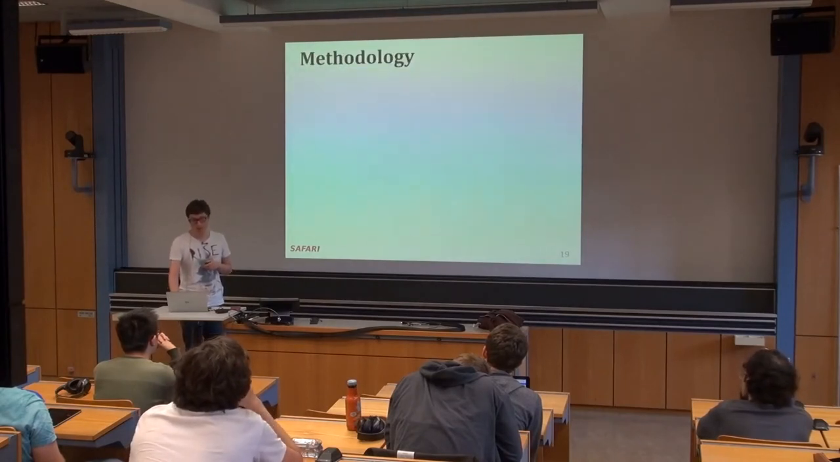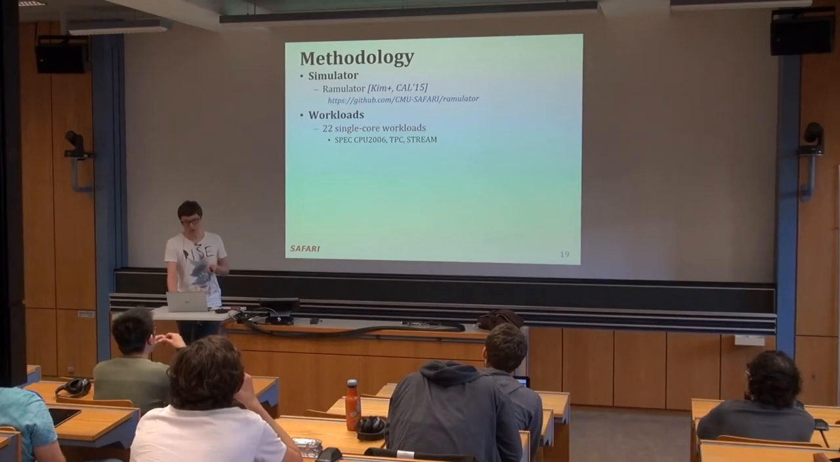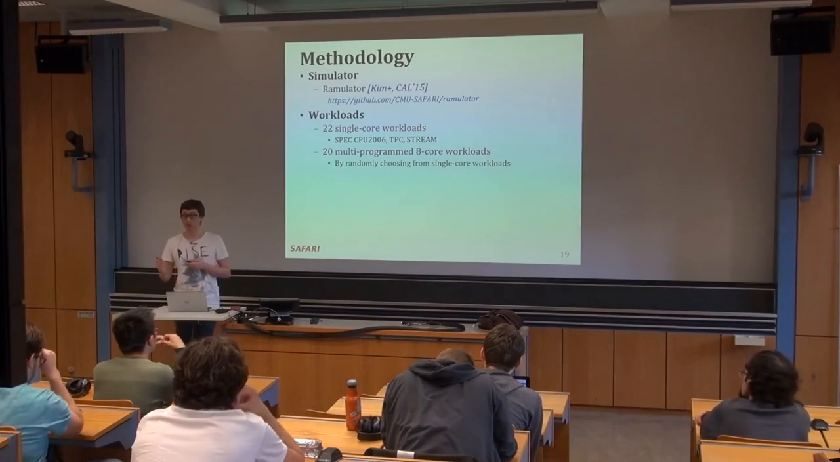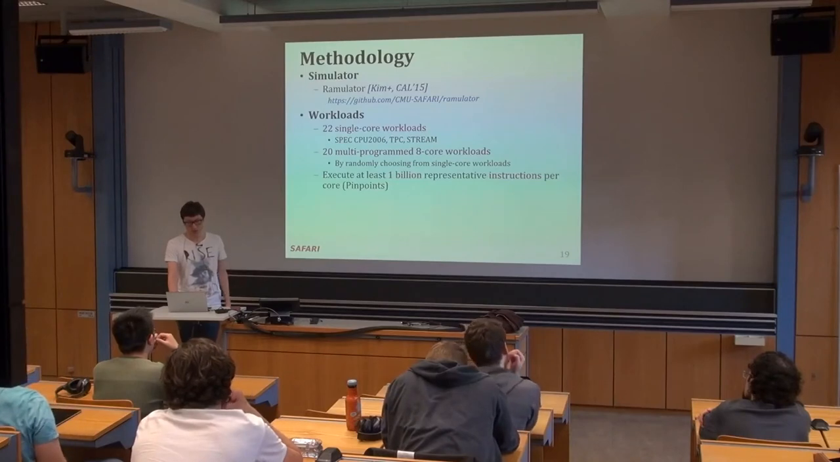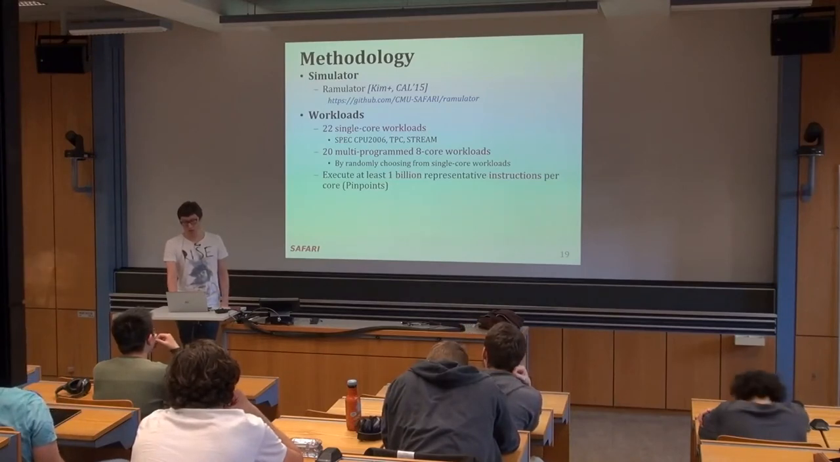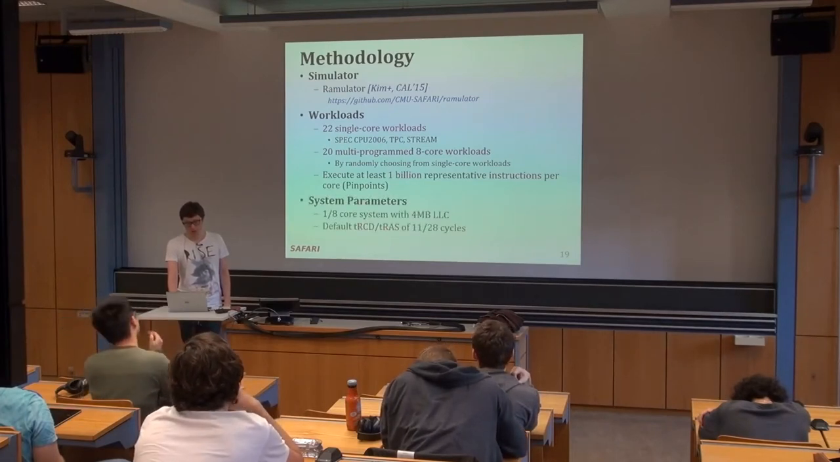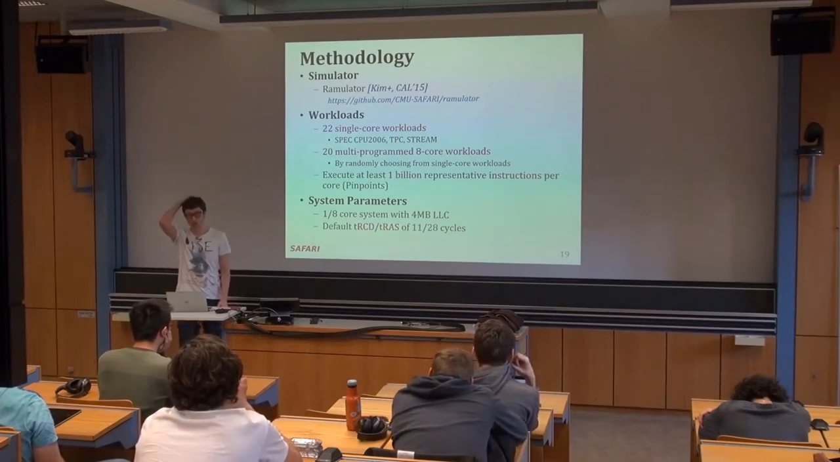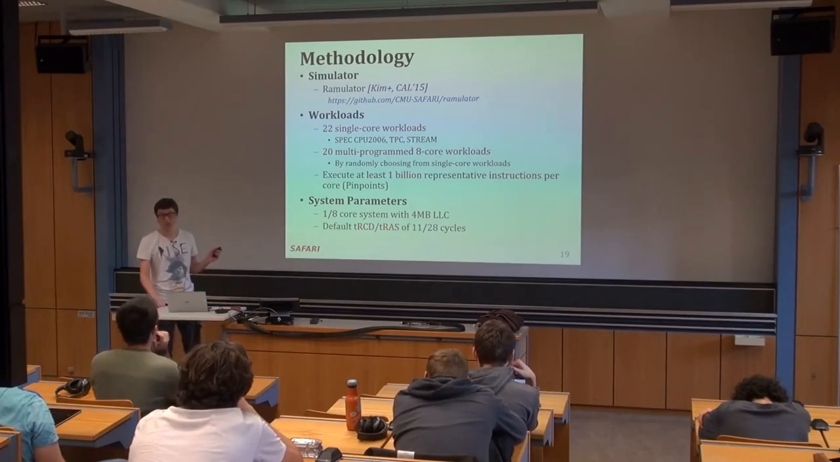Okay, and let me quickly go through the results that we have. We use a simulator called DRAMSim, and we evaluate 22 different single-core workloads. And as I said, we create 20 multi-programmed 8-core workloads by randomly choosing from those 22 single-core workloads. And we simulate for at least 1 billion instructions. And those are the system parameters that we use. So we use either a 1-core or 8-core system with a 4 megabyte LLC. And those are the default tRCD and tRAS values in terms of cycles.